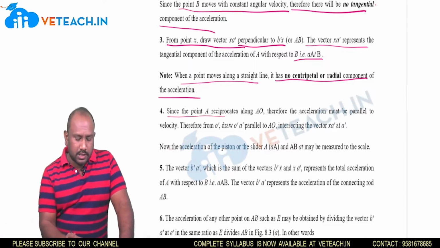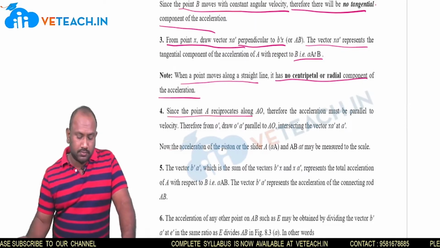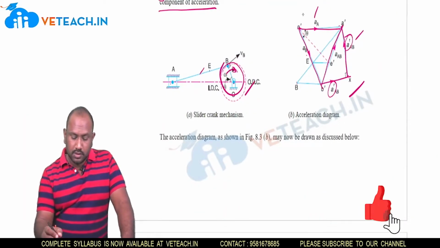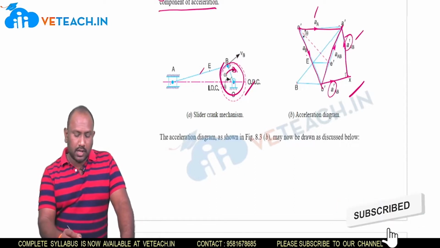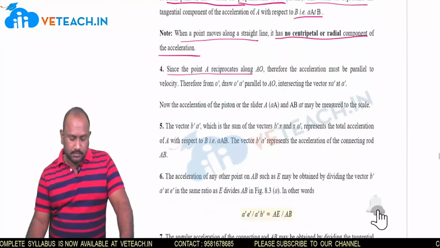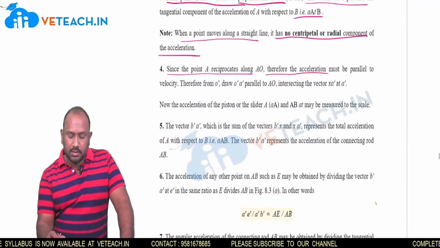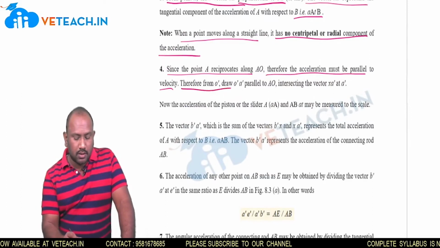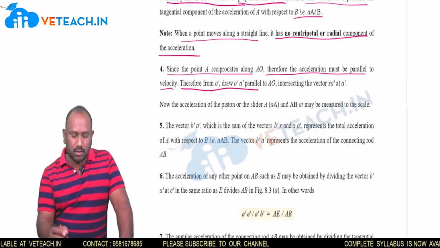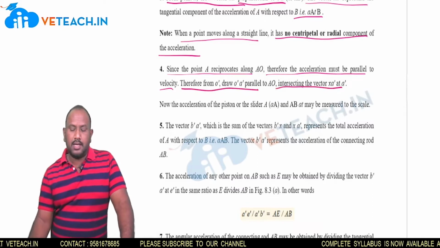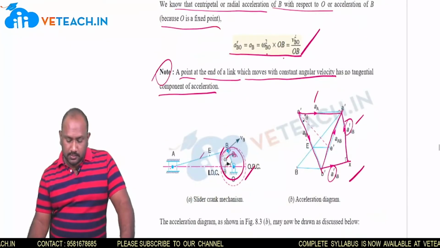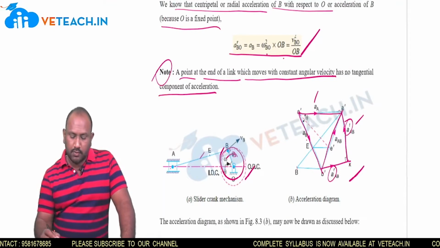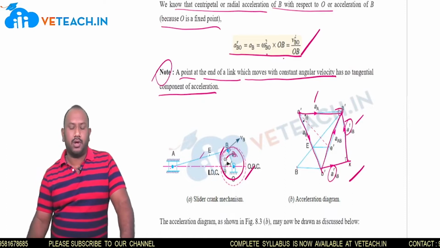Since the point A reciprocates along AO, as you can see here, this is the AO, which is going to rotate around the AO. This is the point here. Therefore, the acceleration must be parallel to the velocity. Therefore, from O dash, draw O dash A dash parallel to AO, which we have already drawn, intersecting the vector X A dash. See here, this is the X A dash and this is the O A dash, where both of them intersect at this point.